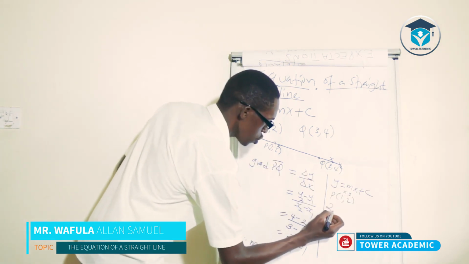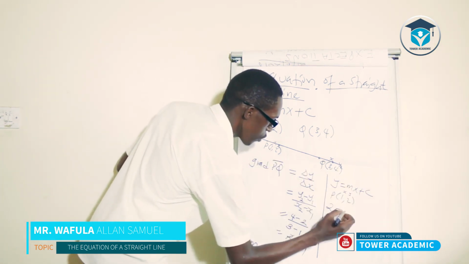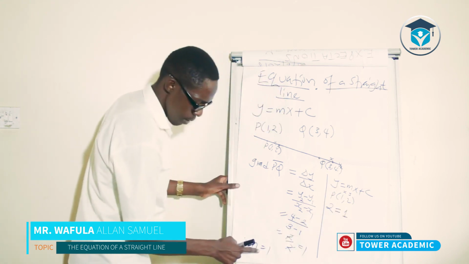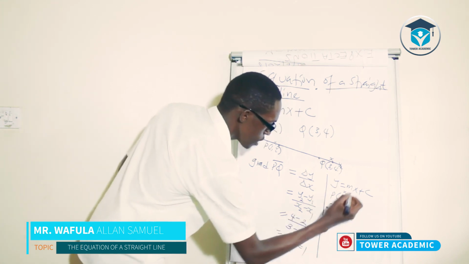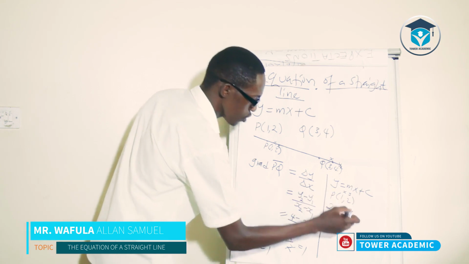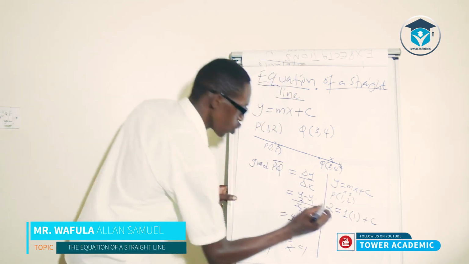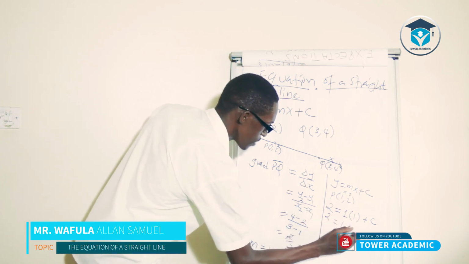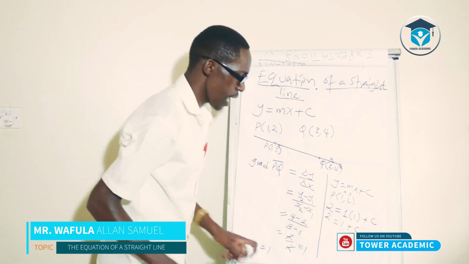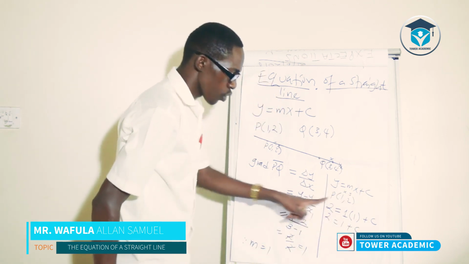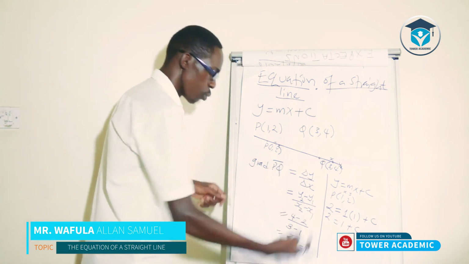So this becomes 2 equals our m, remember it was 1. Here, m is 1. Then we multiply it by x, and remember our x here is also 1, then plus a constant c. So 2 gives us 1 plus c. If I want to make c the subject, remember this is a 1. When it crosses the equal sign, it becomes a negative.